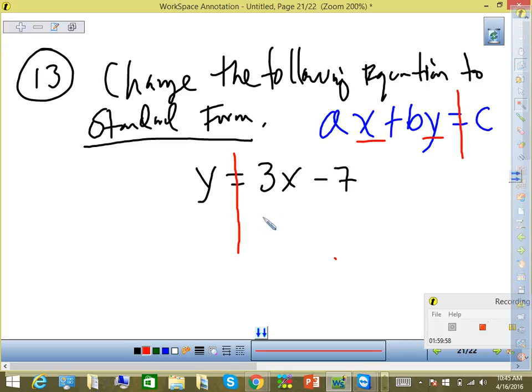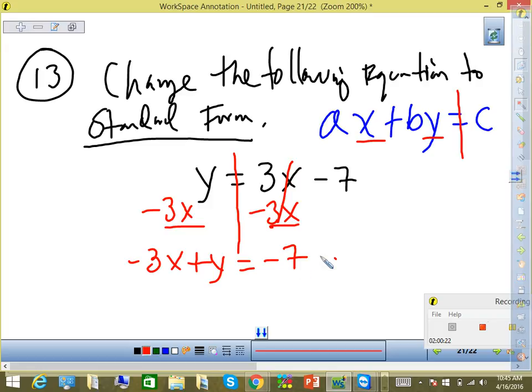Savannah. Subtract 3X, subtract 3X. We're left with negative 3x plus y equals negative 7. This is what we call standard form. Both variables are on the same side, but x comes first and then y.